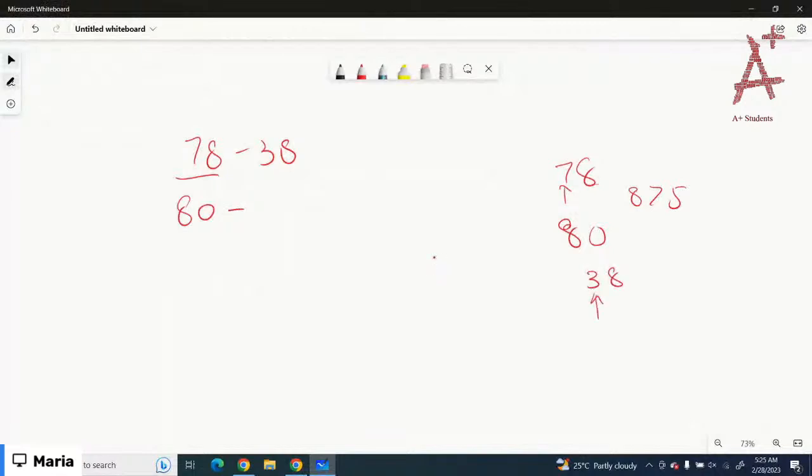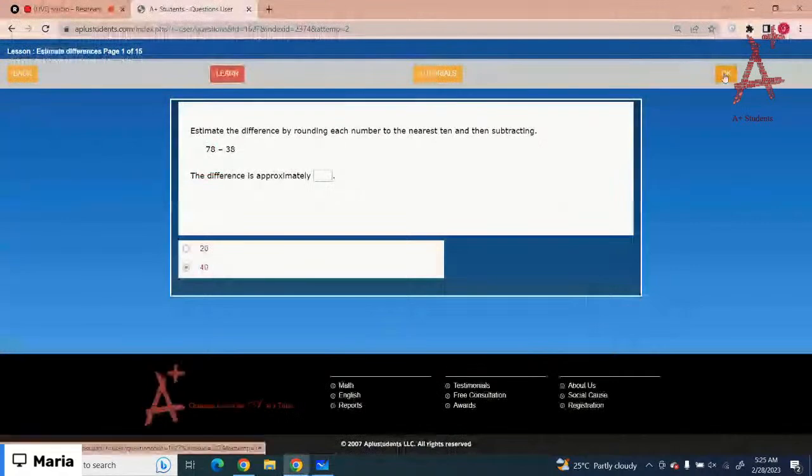3 is at the tens position, and the digit right next to the tens position is 8. 8 is greater than 5. You have to round up, so it would be rounded off to 40. So 80 minus 40 equals 40. Got it, everyone? So the correct option is 80 minus 40. That would be 40. Got it?